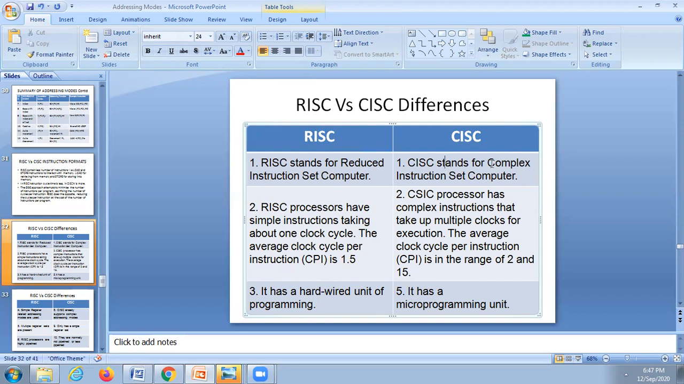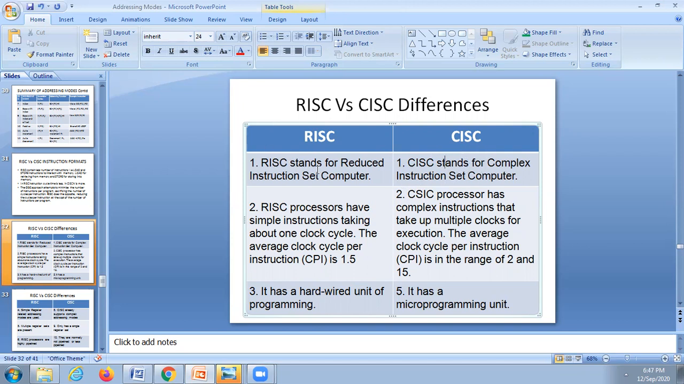Here, CISC stands for Complex Instruction Set Computer. The name itself says that. The instructions in CISC are more numerous and, at the same time, complex. Why does it become complex? They are using more addressing modes, not fewer. It uses register indirect or index addressing modes. All those things will be used here. Almost all of the addressing modes are used here.